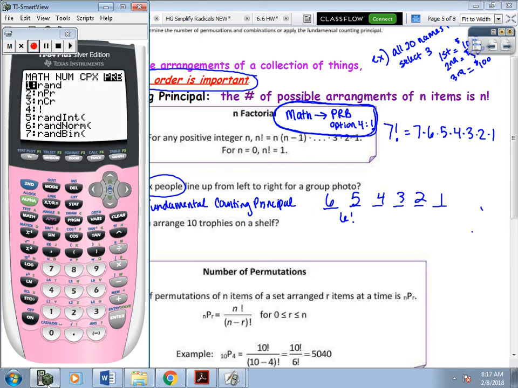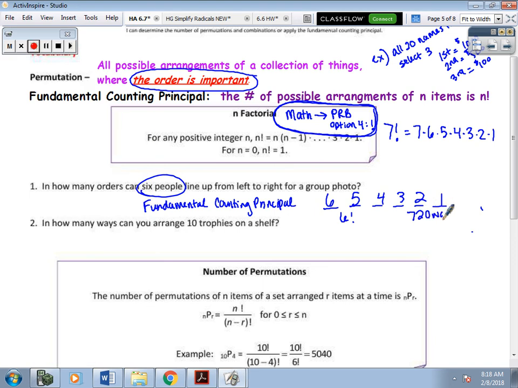All right, so now you do have to type the number in first. You have to type 6 first, then press the math key, arrow over to probability, which you can actually hit the back arrow, and it'll take you there faster than arrowing all the way over. And then option 4, you do have to hit enter, and we will get 720 ways.